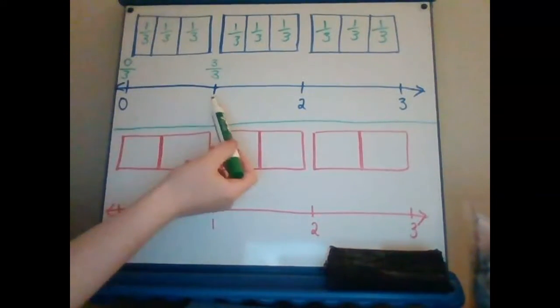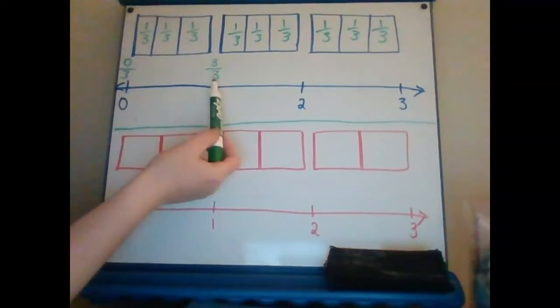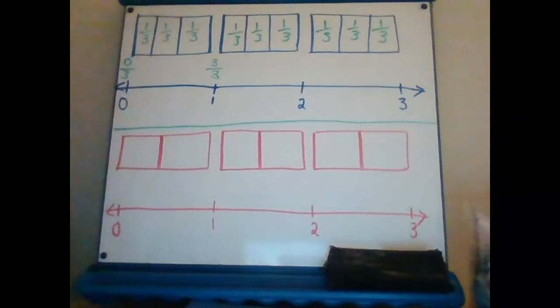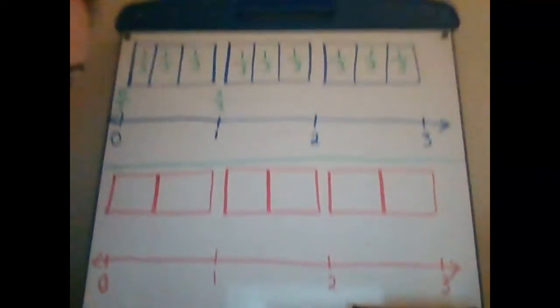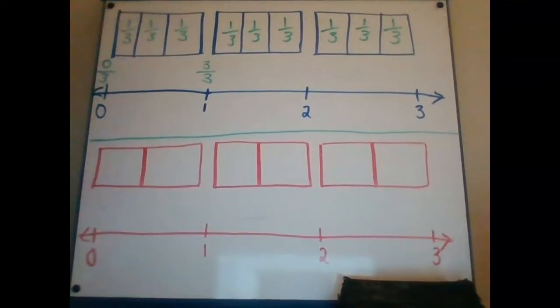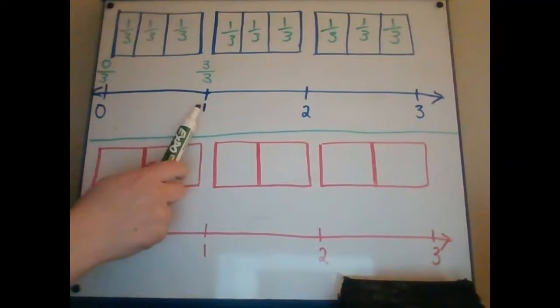Okay? So 1 whole is equal to 3/3. 1, 2, 3, 3/3. Okay? There we go, that's a little clearer. Okay, so for 3/3, that's 1 whole.